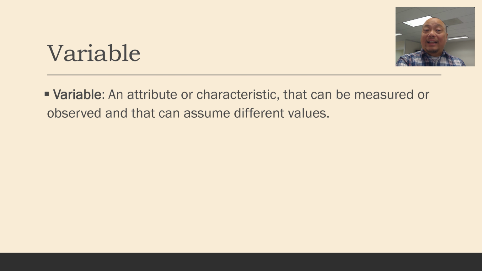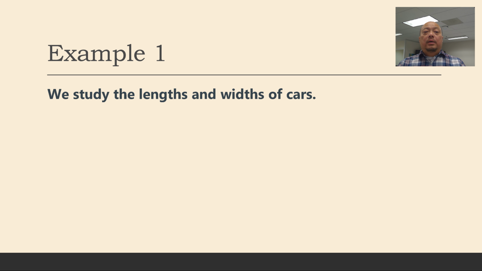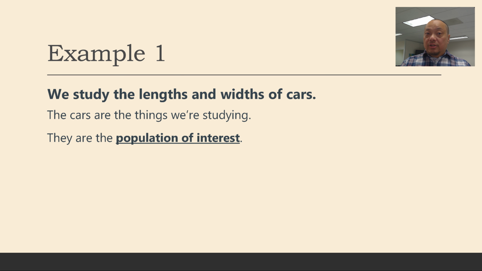A variable is an attribute or characteristic being studied that can be measured or observed and that can assume different values. In other words, it's the value that you are measuring or observing in your research. For example, we want to study the length and width of cars. Maybe we want to design parking spaces or car garages. Well, the cars or the objects we're studying, we call them the population of interest. The word population of interest is a technical term.